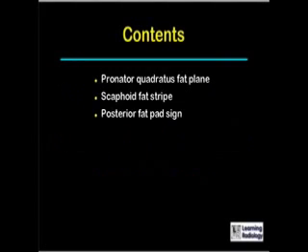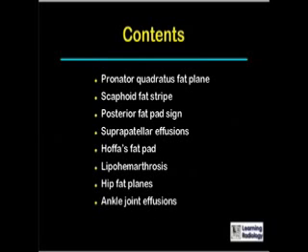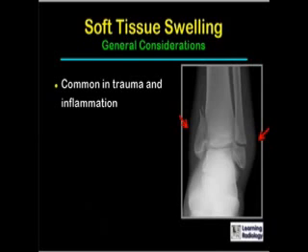The contents of this podcast are going to include some of the important soft tissue planes that may offer clues to musculoskeletal disease. We'll talk about the pronator quadratus fat plane, the scaphoid fat stripe, the posterior fat pad sign in the elbow, suprapatellar effusions, Hoffa's fat pad, lipohemarthroses, the fat planes around the hip, ankle joint effusions, and the pre-Achilles fat plane. In general, soft tissue swelling is relatively common in trauma or anything that produces inflammation.